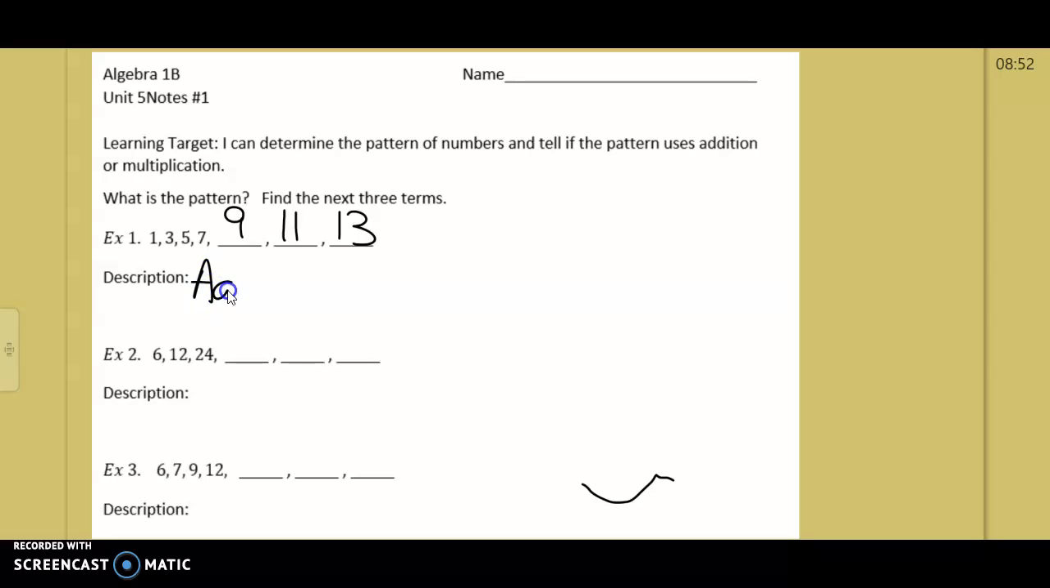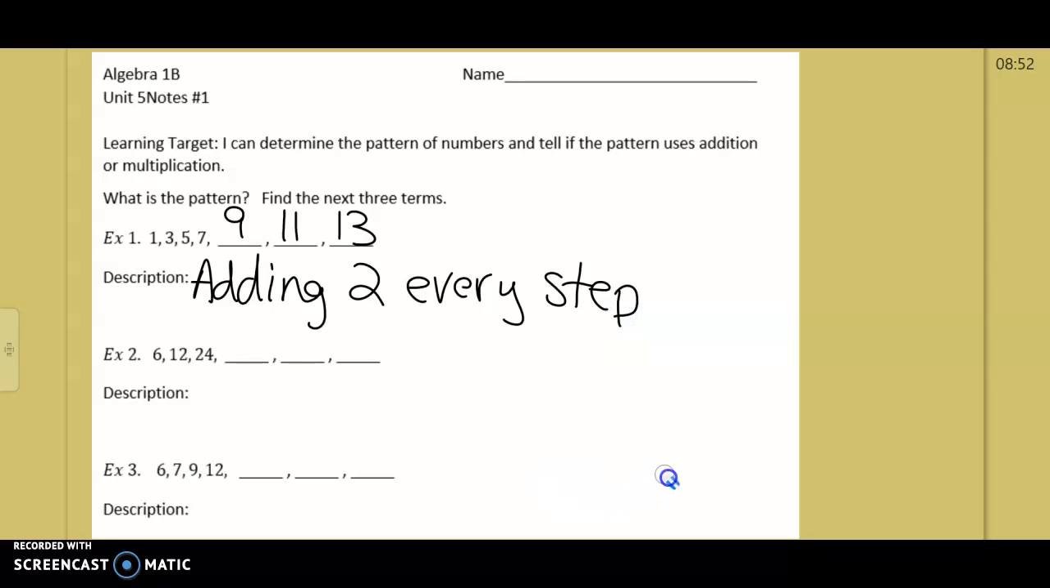So just a little description of what we're doing here. We are adding to every step, all right, or every time. Sometimes these patterns move a little bit differently.